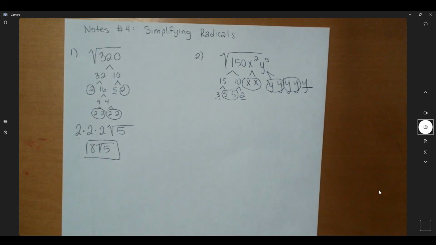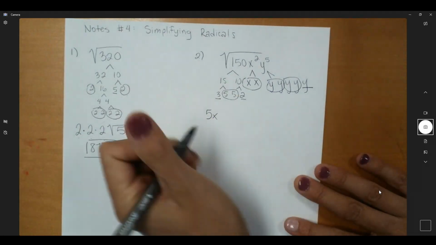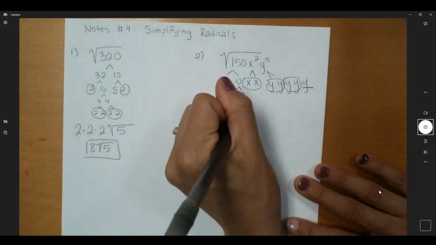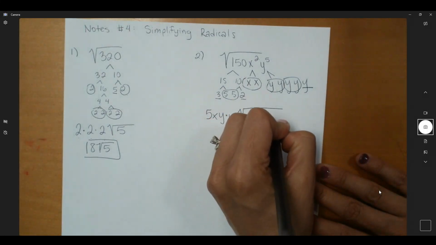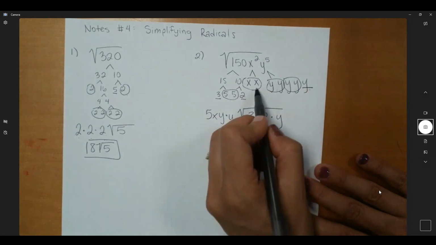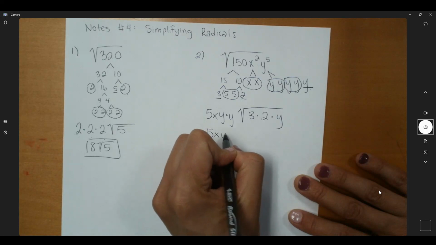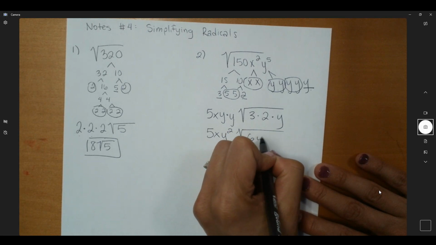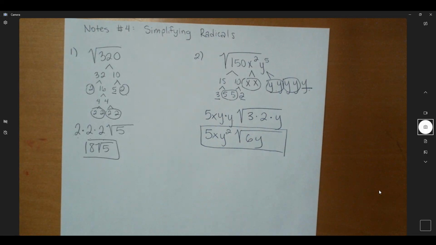So we want to take everything that is circled, our pair, and bring it out. So we have a 5, an x, a y, and then another y. Okay, and then on the inside of the radical is all the leftovers. So 3 times 2, and then times y, because there wasn't any leftovers with the x. Then we'll simplify that even more. So 5xy squared, since it's y times y. And then 3 times 2 is 6y. So this would be the simplified version of the radical.